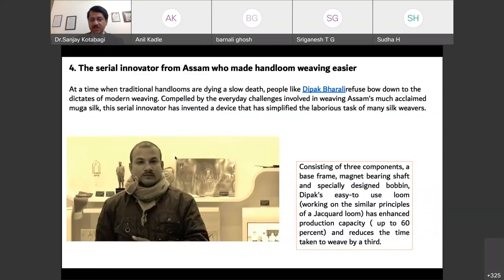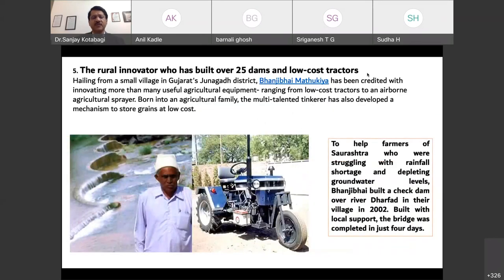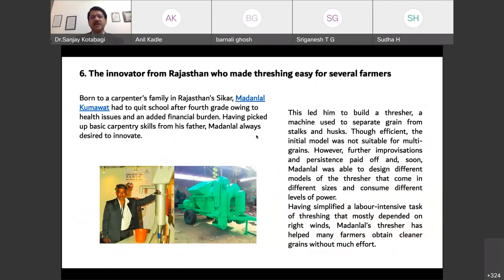And a serial innovator from Assam who made handloom weaving easy. It's one more example, right? It's again a rural innovator from Gujarat who has developed low-cost tractors and also built 25 dams in a simple way. He is one more innovator. And one more innovator from Rajasthan who made crushing easy.